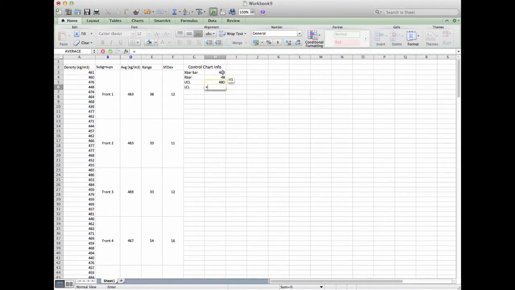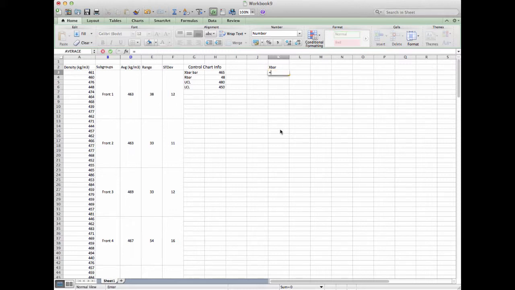My lower control limit is 465 minus 0.308 times R bar, so 450 is my lower control limit. I'm going to create a table of my x bar values and my upper and lower control limits in order to make it easier for me to create the control chart.